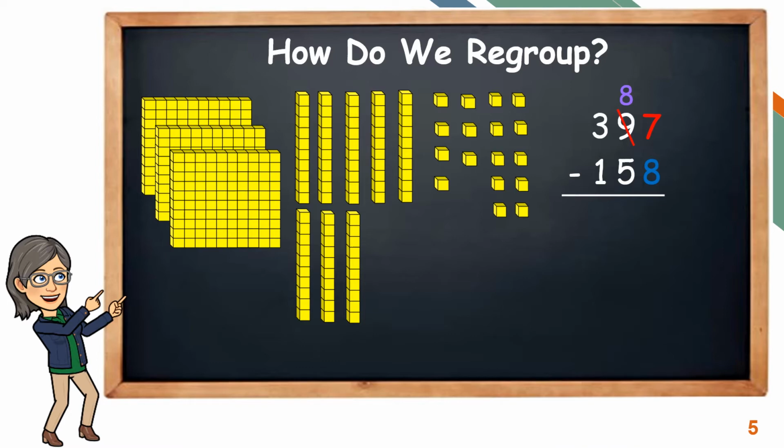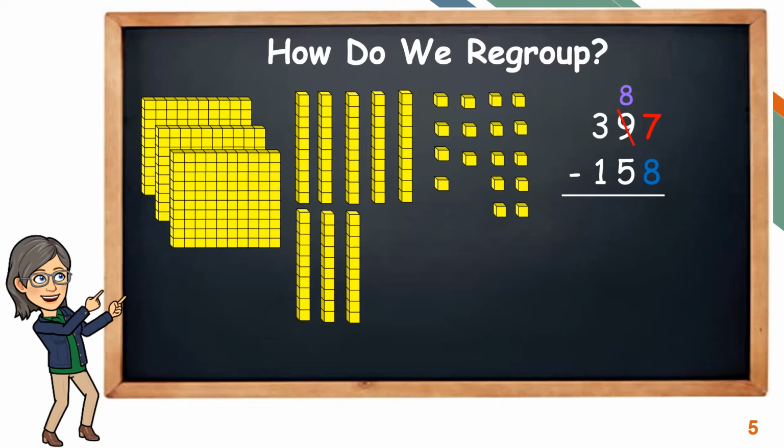Remember also that we needed to use those 10 ones to increase the 7 ones we already had in 397. This is step 2 in the regrouping process in this problem. So we will add those 10 ones to the 7 ones in 397. And 10 plus 7 gives us 17 ones. Now we must record the 17 ones in 397. Look at the subtraction problem.